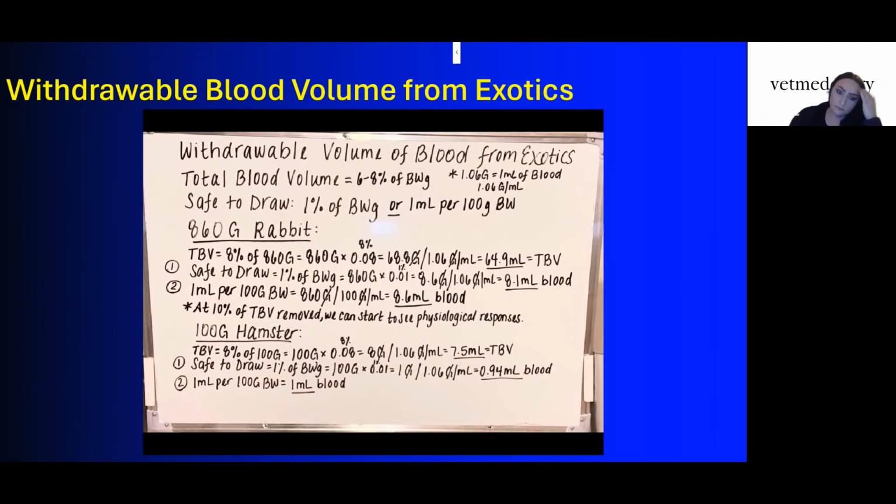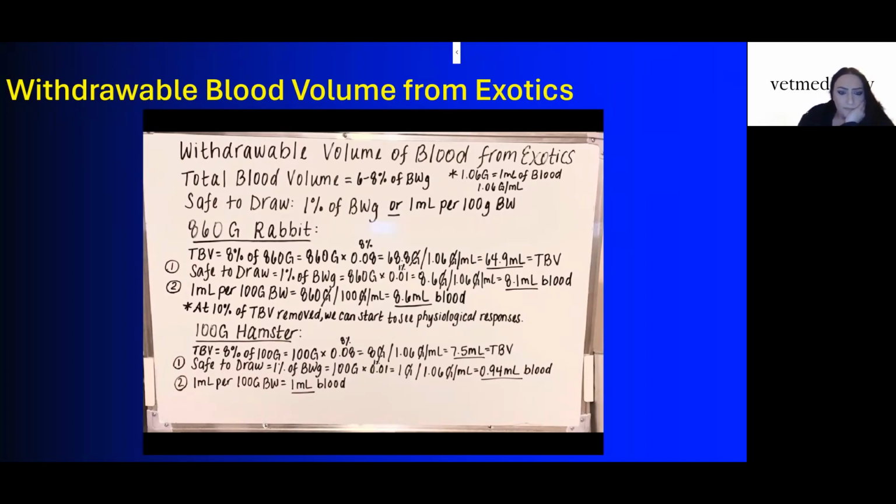Again, at 10% of total blood volume removed, we can start to see physiological responses, and we see this a lot more readily in the smaller patients. Basically, we need the blood, but it's difficult to go ahead and obtain it. So use those microhematocrit tubes, definitely.